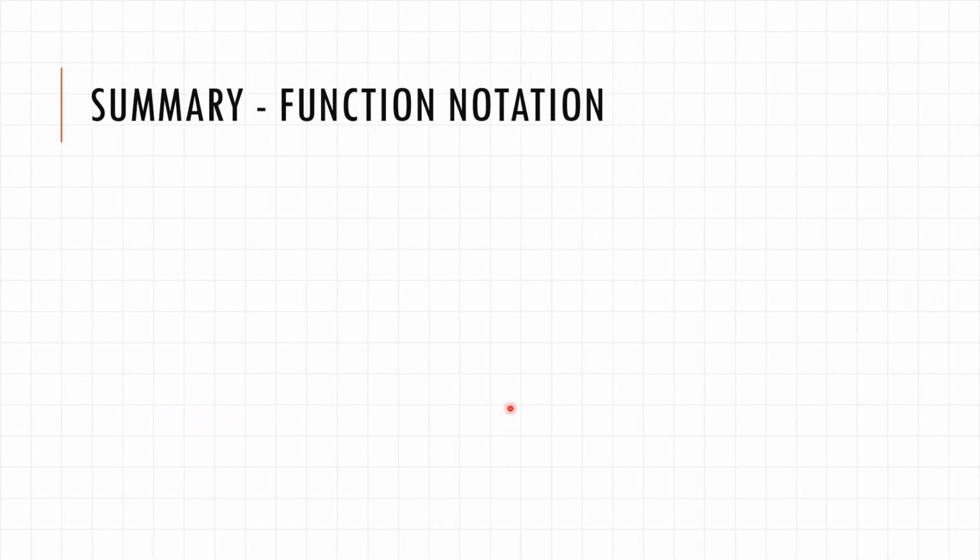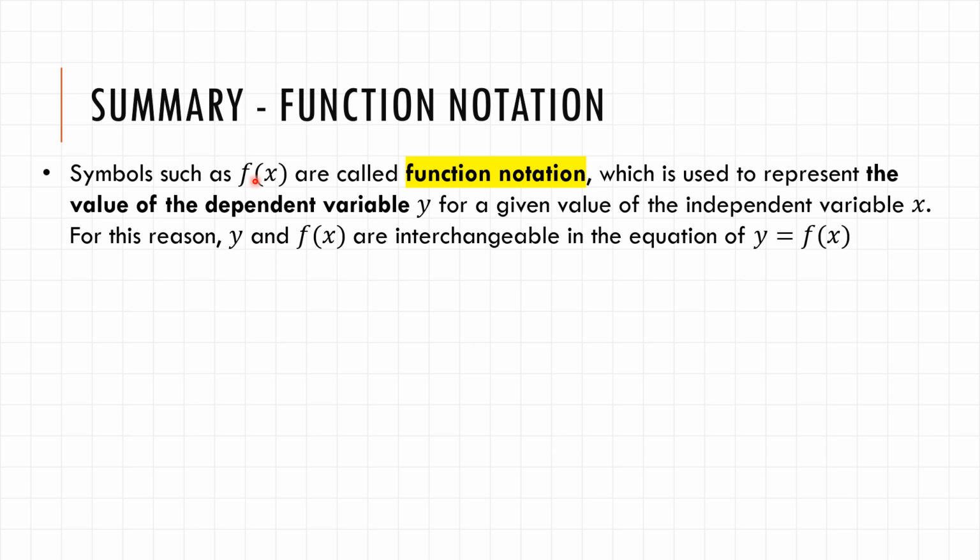We learned function notation first, and we learned that a symbol like this, we call this f at x. This is function notation, and this tells you the value of the dependent variable, which we usually label y, for a given value of the independent variable.